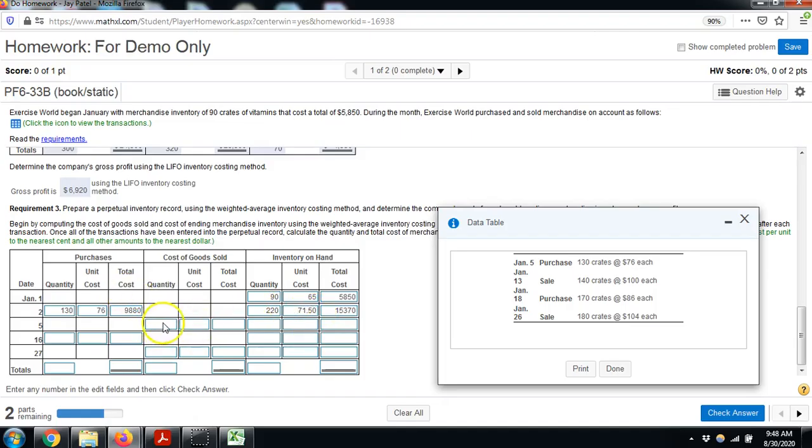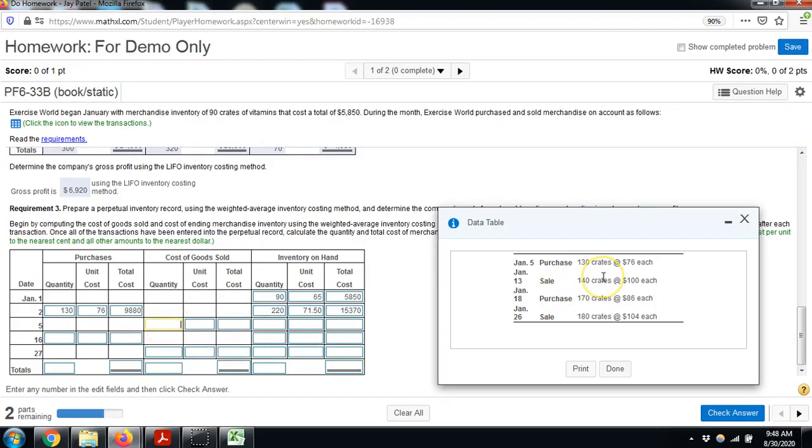So now let's do the first sales transaction and see why this makes a difference. So we're going to sell 140 units, and now we don't have to figure out which layer to use, oldest or newest. We just have already combined them into one number. So just use our unit cost here. And so we now have 220 minus 140. We have 80 units left.